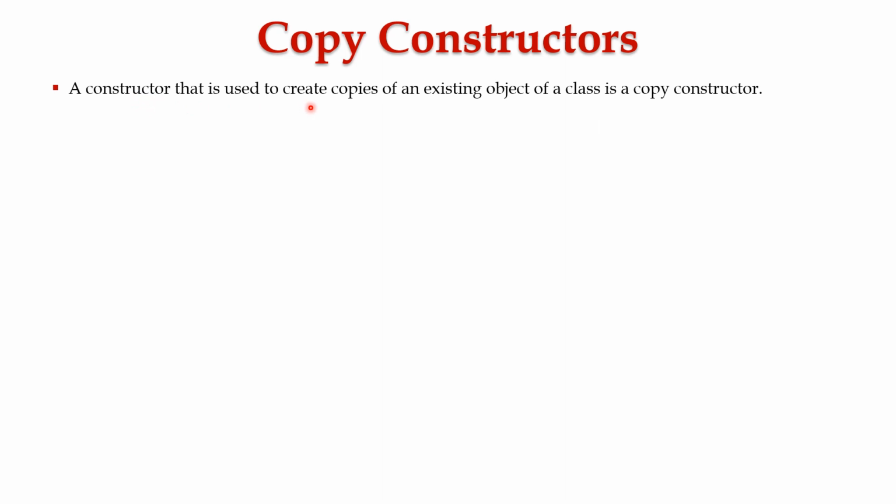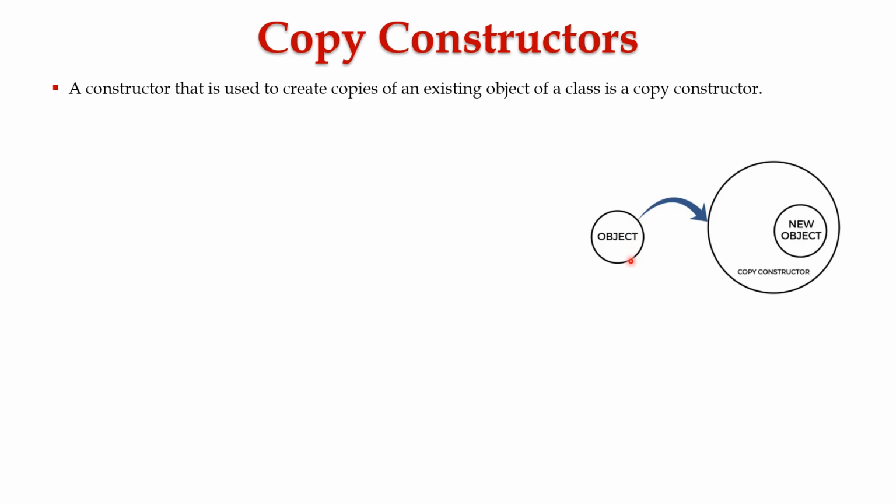A constructor that is used to create copies of an existing object of a class is a copy constructor. In this diagram, we have an object. Based on the copy of this object, we have created a new object. This process is called a copy constructor.